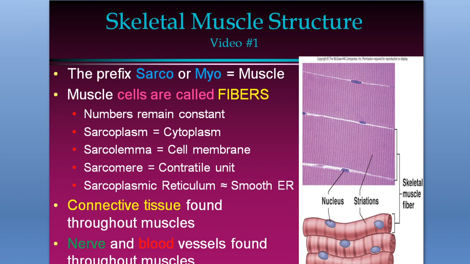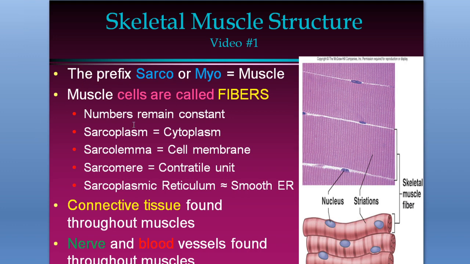The first one is the prefix sarco. Sarco means muscle. So does myo. So when you're talking about sarcolemma, sarcomere, myofilaments, these are all muscle terms. So whenever you see the prefix sarco or myo, it's going to equal muscle.